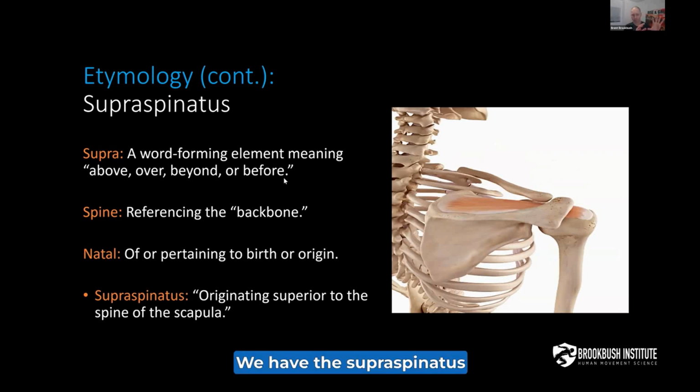We have the supraspinatus broken down here. So supra is a word forming element that means above. Spine refers to the backbone, and natal, as in natus, is of or pertaining to the birth or origin of something. And you can see here that the supraspinatus is above the spine, this long lateral ridge here of the scapula.